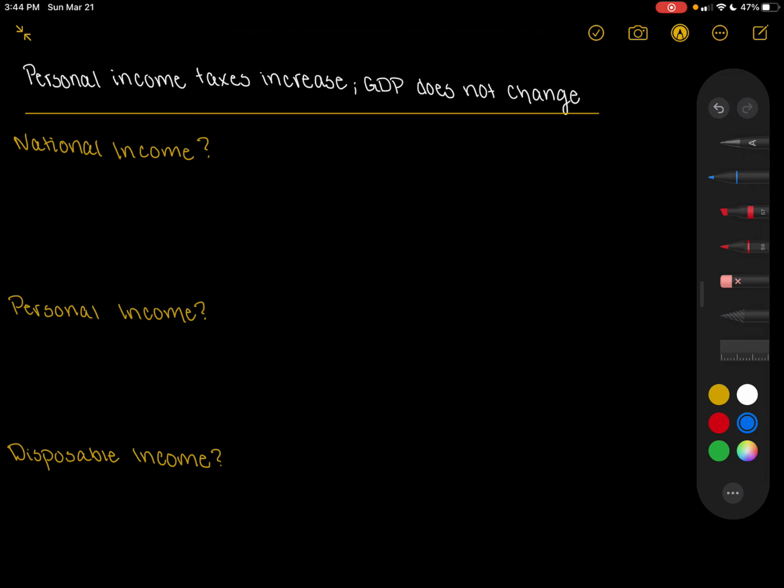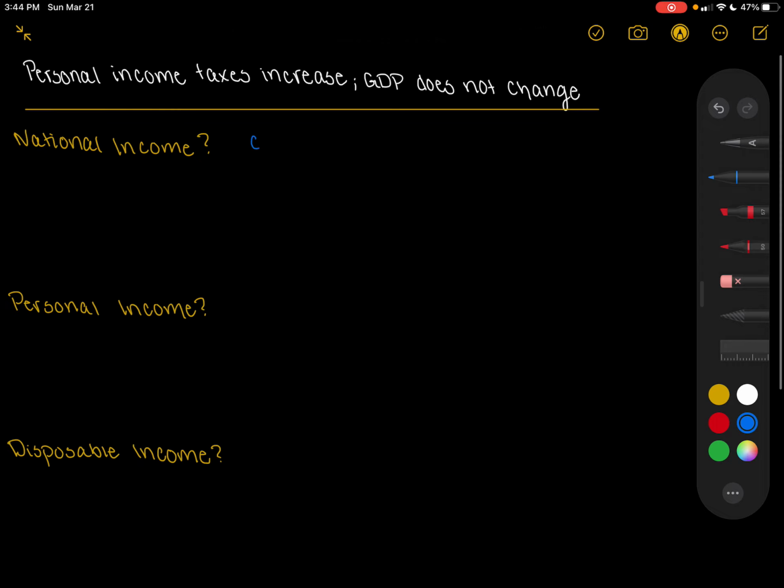So we want to know what the effect is on national income, personal income, and disposable income with the information that's been given to us. So let's recall real quick that national income is essentially just equal to GDP, right? It's a measurement of the final total value of the final output of goods and services in a year. So this is just GDP. And because we were just told that GDP does not change, we could conclude that national income also does not change. So any change that exists here is non-existent, okay?